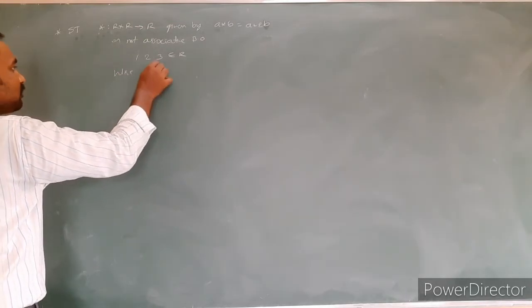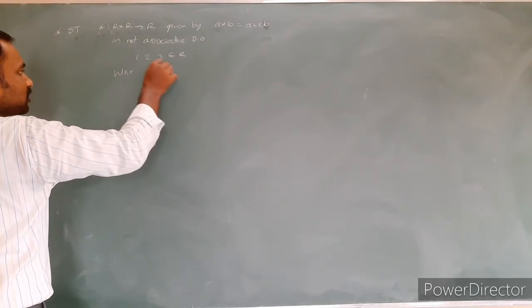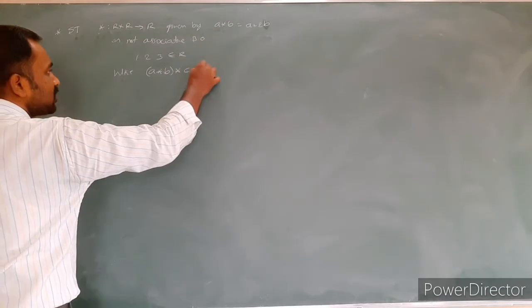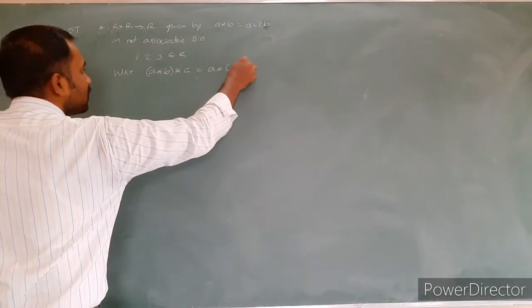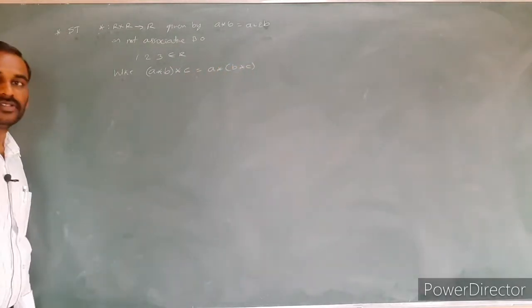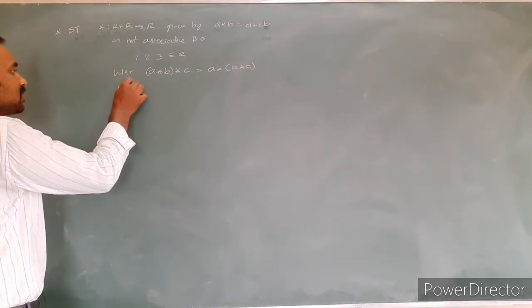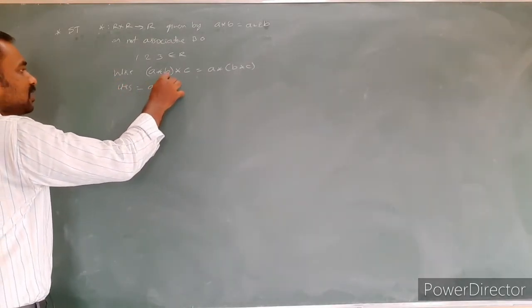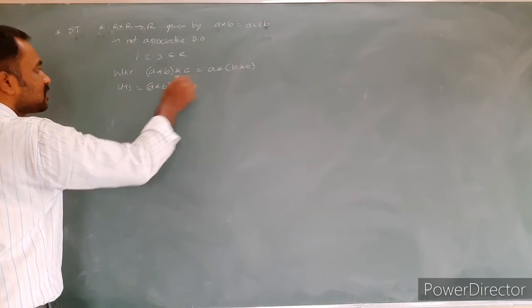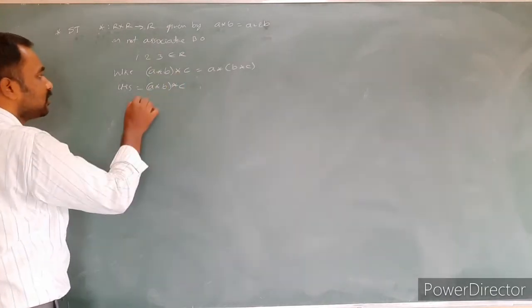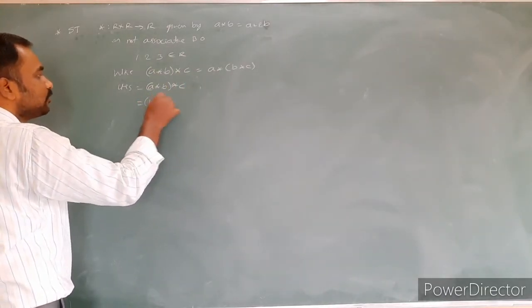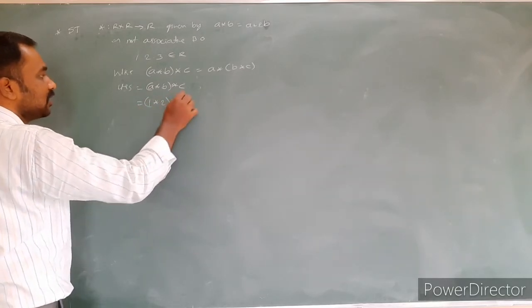We already know the definition of associative. What is the definition of associative? (A star B) star C is equal to A star (B star C). LHS must be equal to RHS. Now I just consider the LHS. What is the LHS? (A star B) star C. Instead of A, B, C, I consider the numbers (1 star 2) star 3.